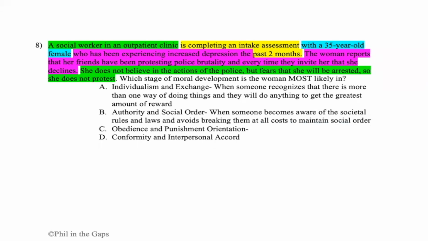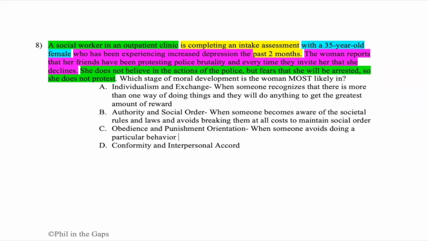C, obedience and punishment orientation, is when someone avoids doing a particular behavior to avoid being punished. And again, who they are punished by is going to make or break the type of stage we're looking at, because they're being punished by someone they admire, not the overall society, like being incarcerated.